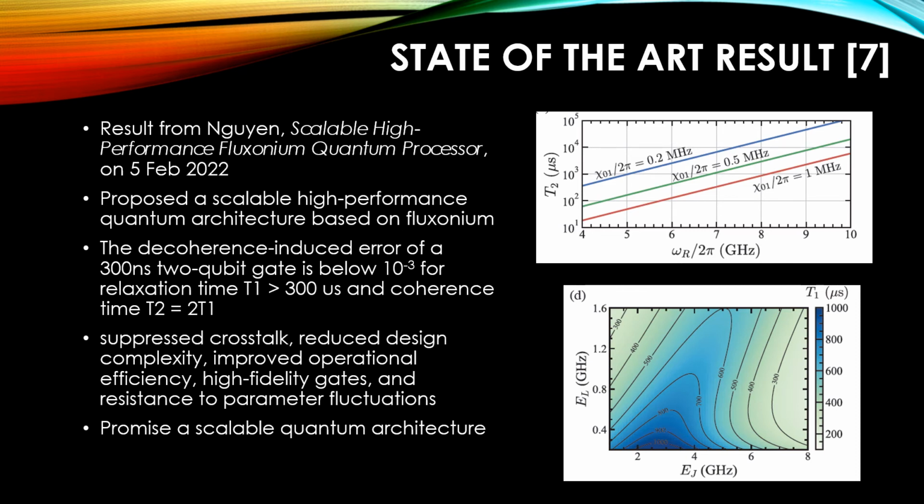So the paper proposed a scalable high-performance quantum architecture based on Fluxonium qubit. The decoherence-induced error of a 300 nanosecond 2-qubit gate is below 10 to the minus 3, for relaxation time T1 greater than 300 microseconds and coherence time T2 equal to 2 times T1. So basically it has a very long coherence time and a very high anharmonicity.